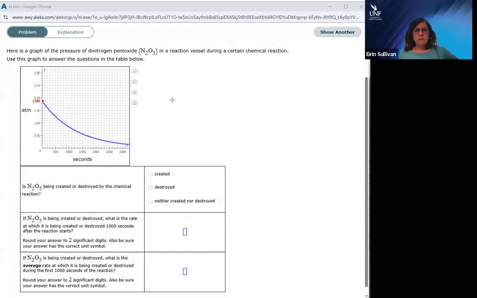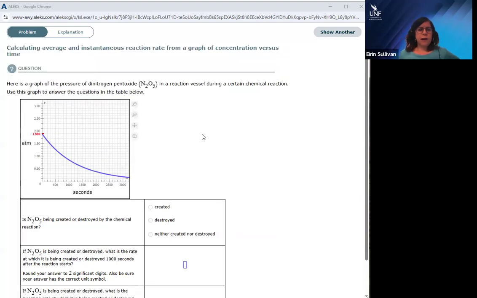Oh, right. So this question is asking us to do something. I missed the title. Calculating average and instantaneous reaction rate from a graph of concentration versus time. So average is going to be just over a period of time. So you're just going to look at the difference between the initial starting time and the finish time, and what change in this case, the concentration, if you like, is measured in pressure, right? So atmosphere over the change in seconds.